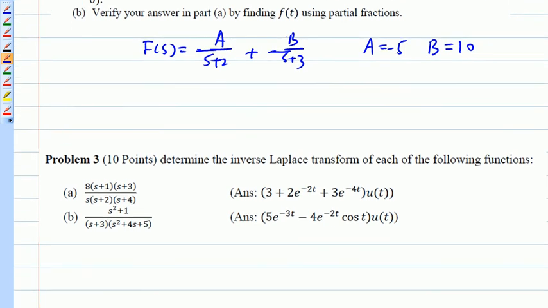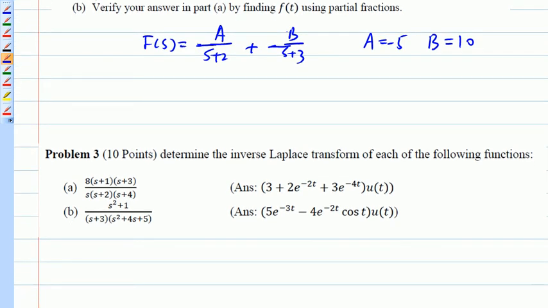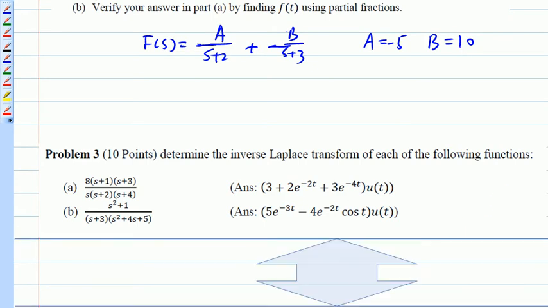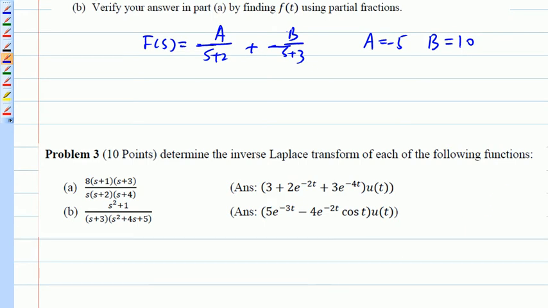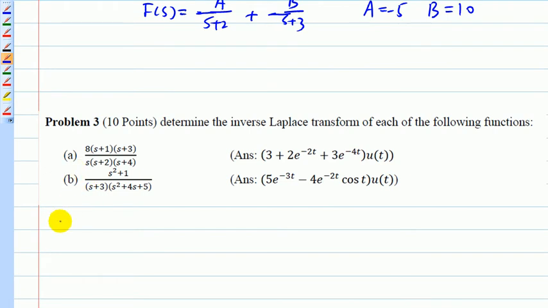Problem 3 is determine the inverse Laplace transform of each one of the following functions. This is another exercise of using partial fractions. For part A, you look at the denominator, and the denominator here has 3 simple poles.